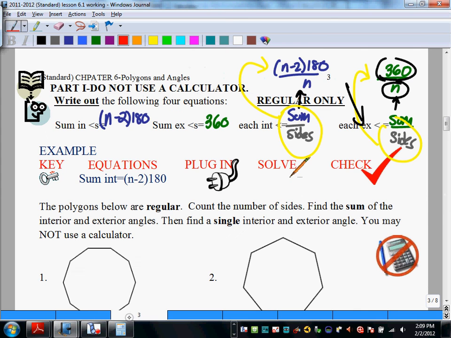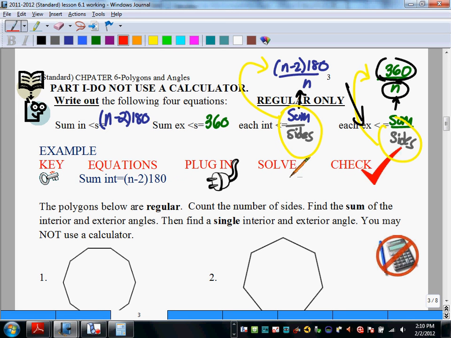Okay, first, on the top of page 3, you need to get these equations down. The sum of the interior angles is sides minus 2 times 180. The sum of the exterior angles will always be 360.